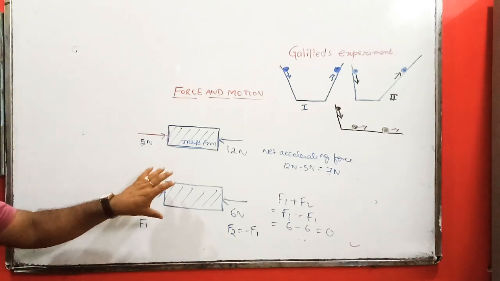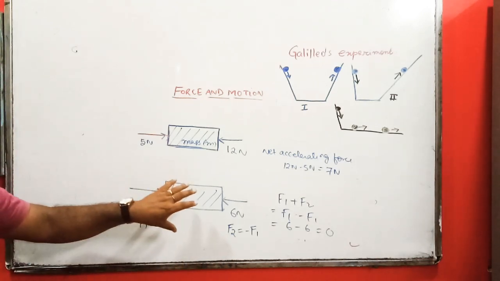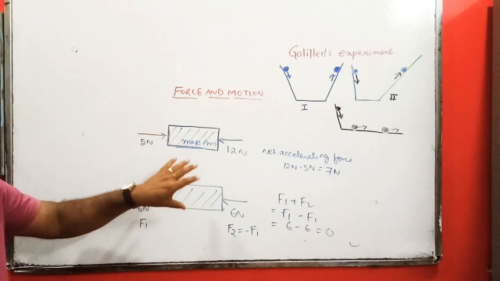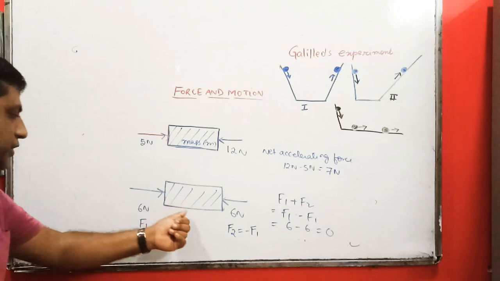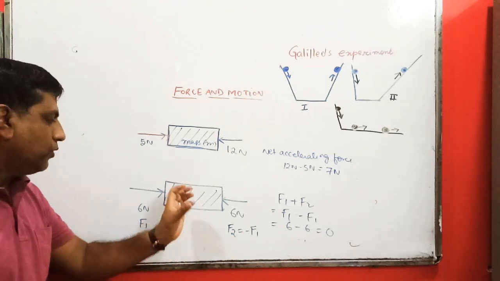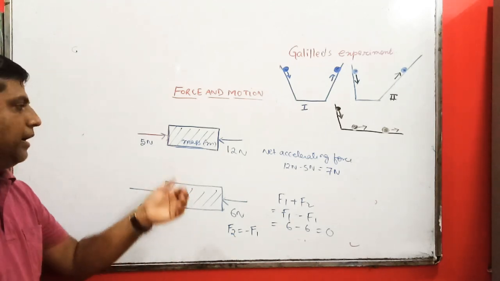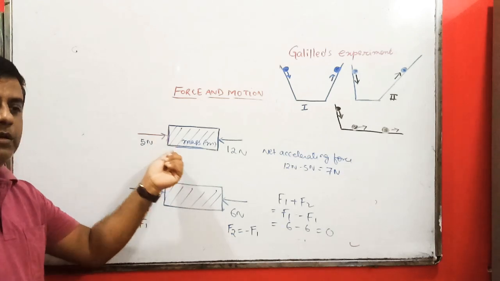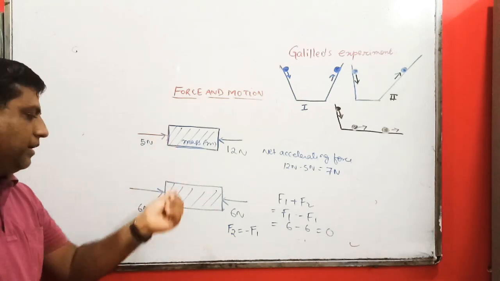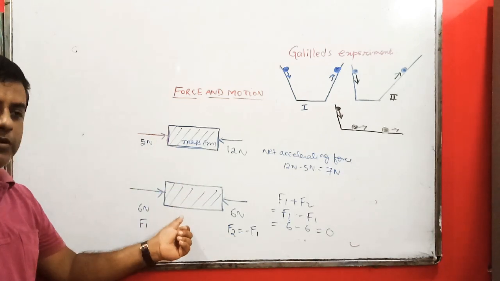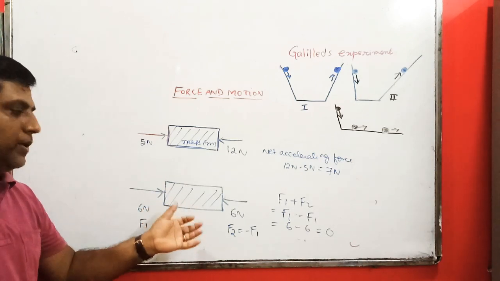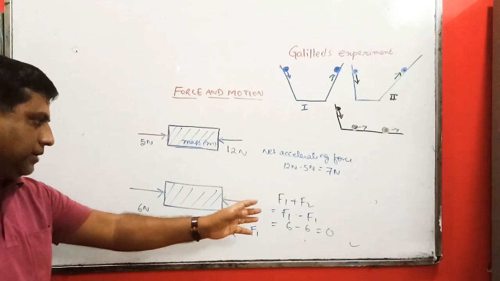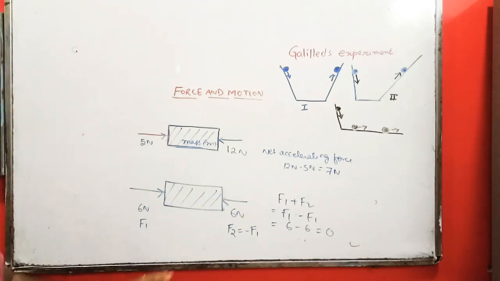So here the definition is: if the sum of the forces acting on the body is 0, then it is a balanced force. In this situation, there is no motion on the body. And in the earlier situation, the body undergoes some kind of displacement. In this situation, there will be no displacement on the body, because the applied force is a balanced force. Understood or not?